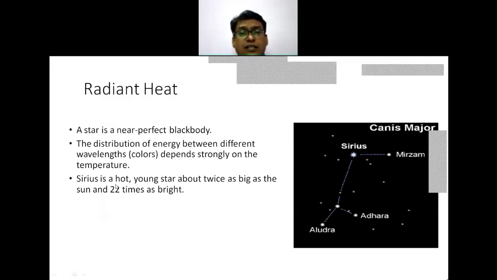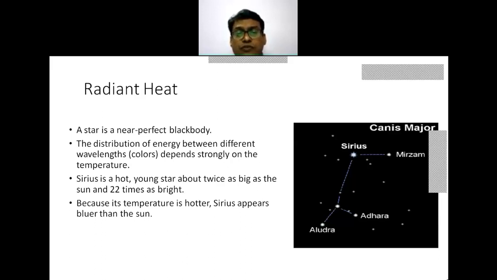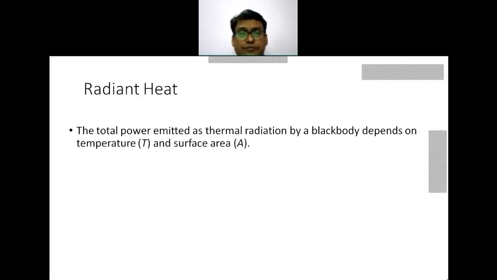Now the stars. Sirius is a hot young star about twice as big as the sun and 22 times as bright as the sun. So these stars are also producing different wavelengths. The distribution of energy between the different wavelengths depends strongly on the temperature. Because its temperature is hotter, Sirius appears bluer than the sun. That means the sun we observe as yellow, but Sirius appears blue because of the higher temperature.